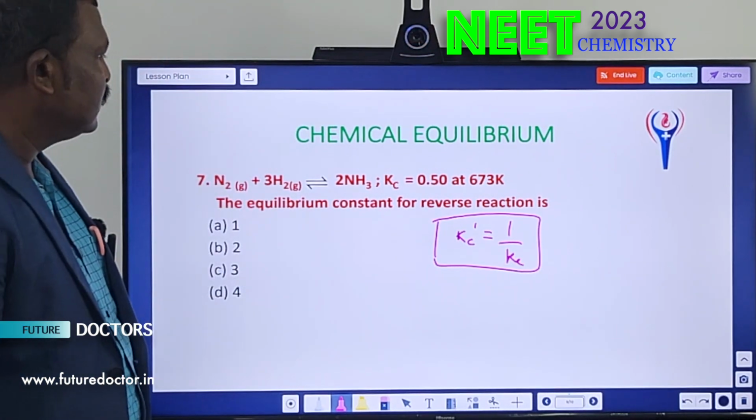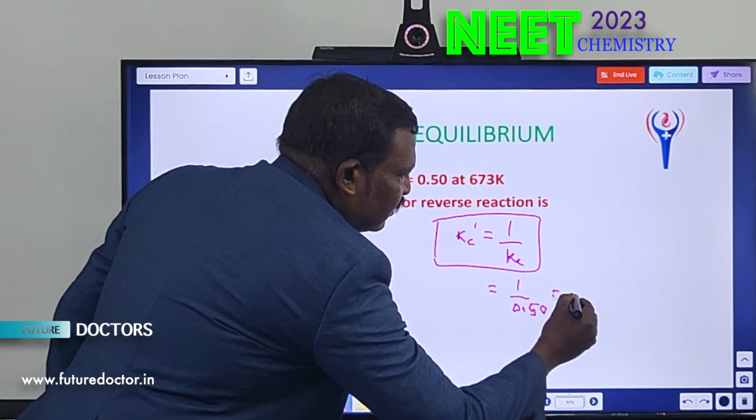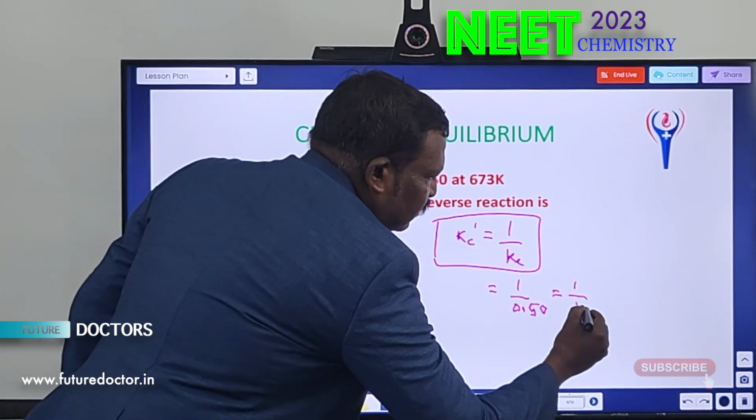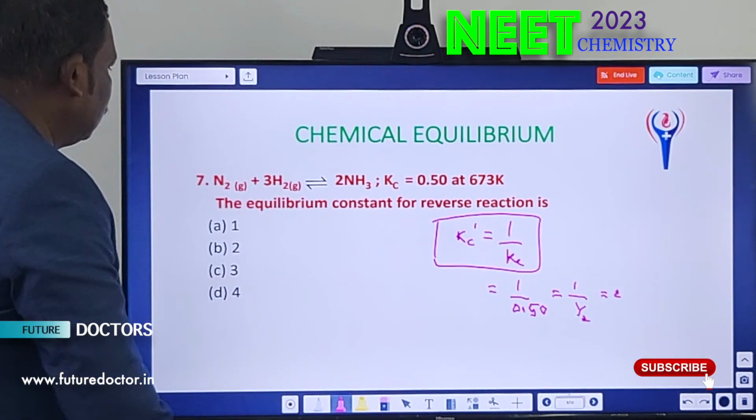Right. So just substitute: instead of this, substitute 1 by 0.5. So 0.5 is 1 by 2, so the 2 goes to the numerator. We get the answer 2. So 2 means B is the correct one.